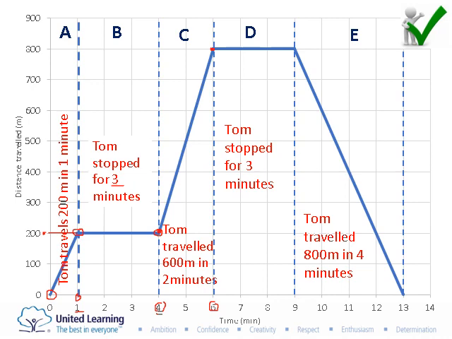So part D, flat line, so there's no distance, but it's gone from 6 to 9, so that's 3 minutes. Section E, he's gone from 800 all the way down to 0, so he's done 800 metres. How long did it take him? Well, he started at 9, ended at 13, so you've gone from 9 to 13, so 4 minutes.